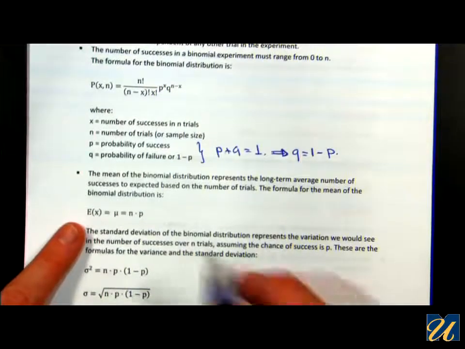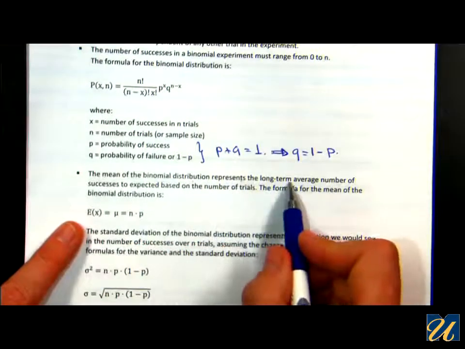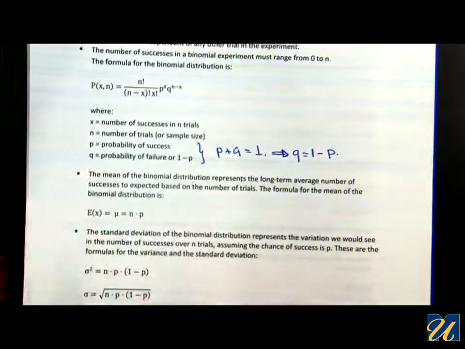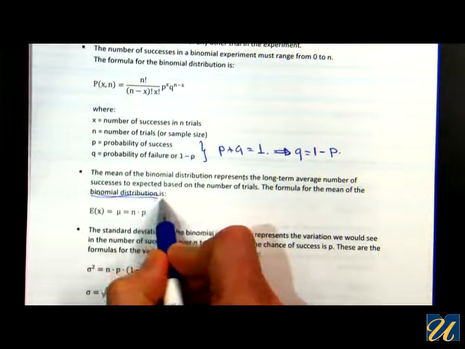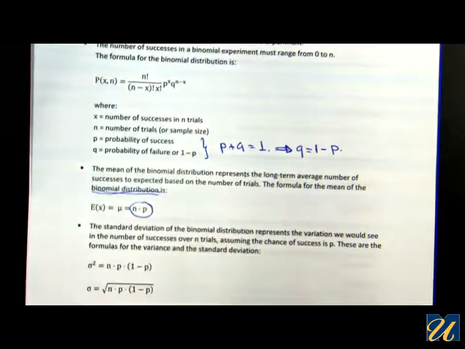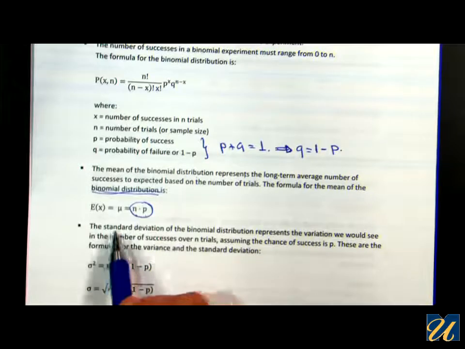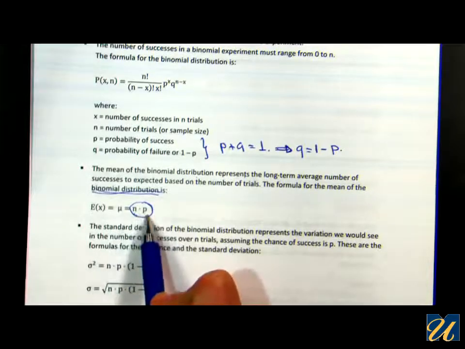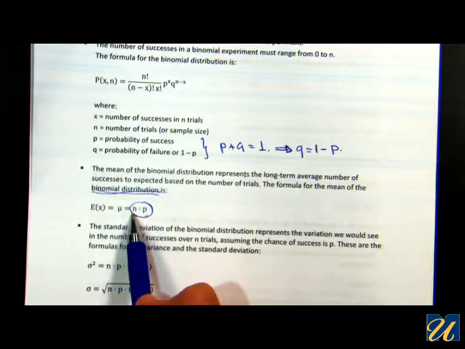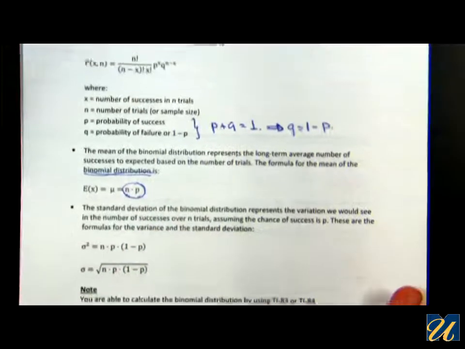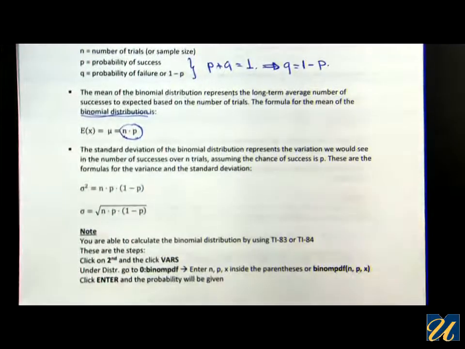Now, the mean of the binomial distribution represents the long-term average number of successes to be expected based on the number of trials. The formula for the mean of the binomial distribution is simply n times p. You will have both entries: the sample size and the probability of success. In all the problems that you will have to solve that involve binomial probability distribution, you will always be given n and p. So to find the expected value, you simply find the product of the two.